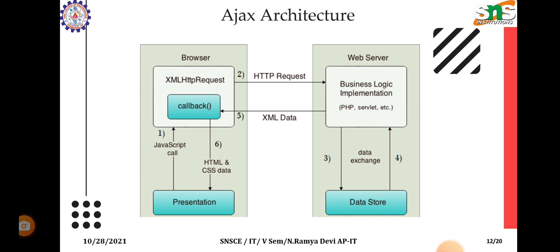Here, first a JavaScript call is made from the UI, and then it goes to the XMLHttpRequest, and it generates the XMLHttpRequest which is sent to the web server, and it implements the business logic behind it. So the data is retrieved from the data store and sent back as XML data to the browser, and the XML data is converted to HTML and CSS data, and again it is sent to the user interface.